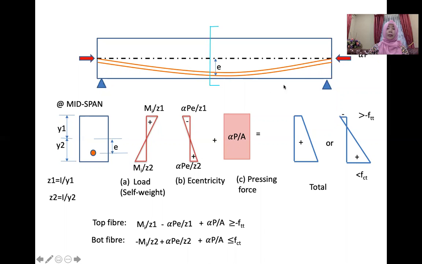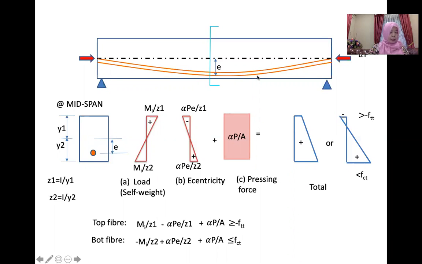And this one is due to the pre-stress force here. It is P, and then alpha accounts for the loss, and the loss happens at both stages. The first one, during transfer, is due to elastic shortening of concrete. Meaning that when we cut the wire, remember yesterday, the concrete will be shortened.